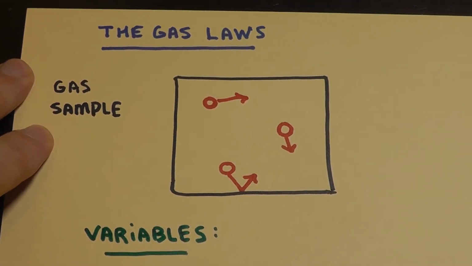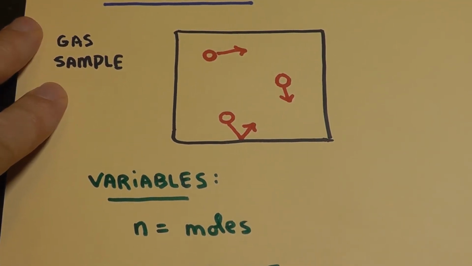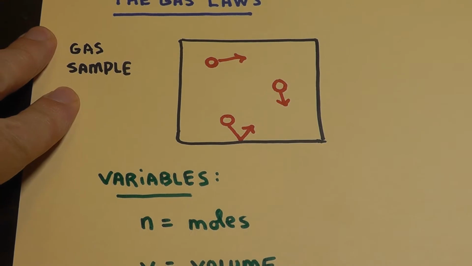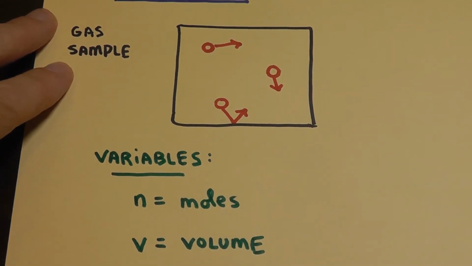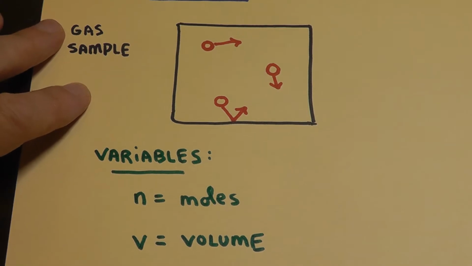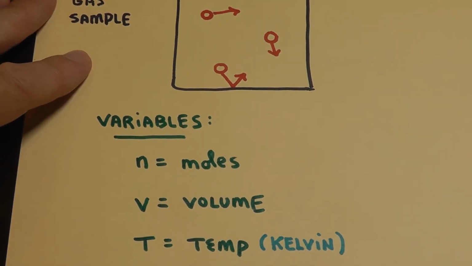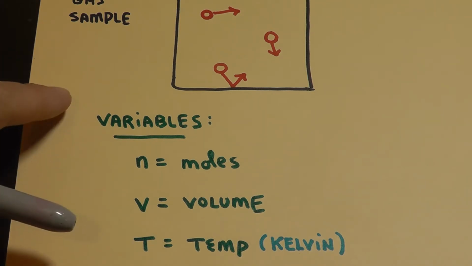I'll go in order of how much you're comfortable with them. You all know what moles are. That's simply number of molecules, right? Or 6.02 times 10 to the 23 molecules is a mole. You know what volume is, right? That's just the three-dimensional space things take up. You know what temperature is, and that, of course, has to be measured in Kelvin when we deal with gases. So get used to adding 273 to all your temperatures. Do that right off the bat when we're solving these problems.